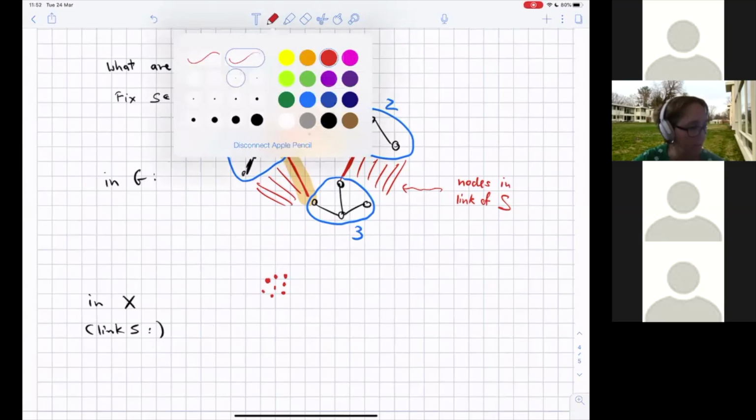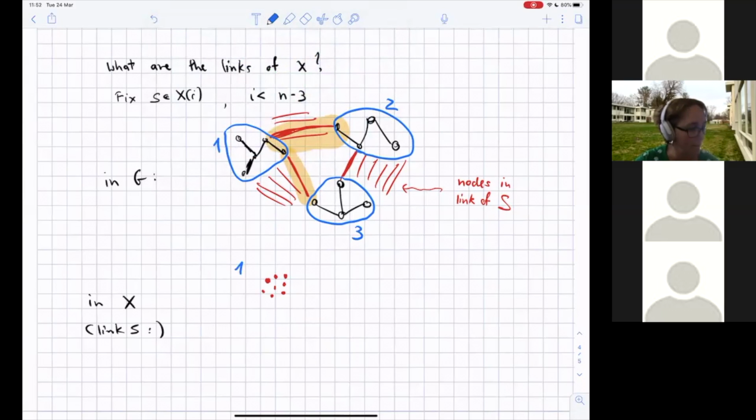This is going to be the nodes that connect 1 and 2. And then I will have also nodes that connect 1 and 3, and 2 and 3, like this. These nodes correspond to these edges, and I also have these nodes, which correspond to these edges. So far I drew just the nodes in the link of S.